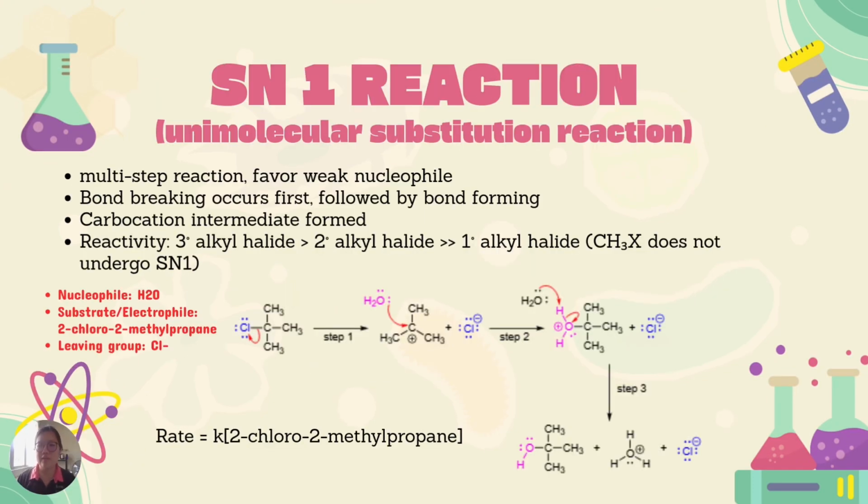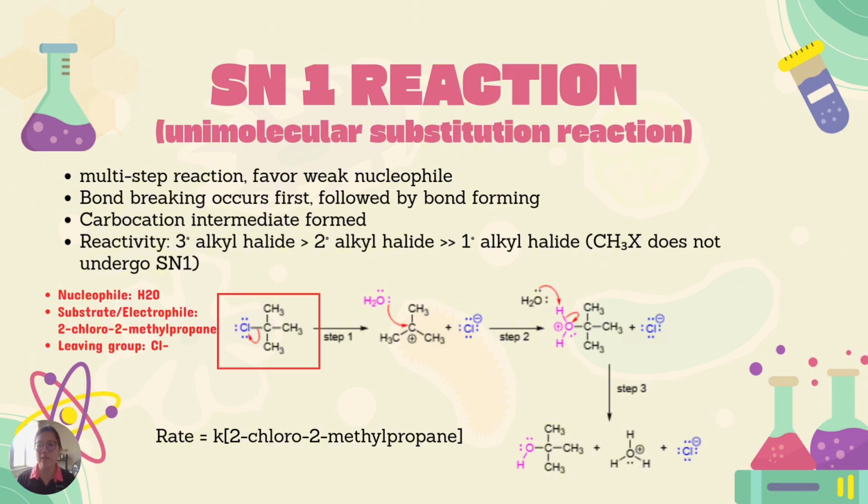SN1 is a unimolecular substitution reaction, meaning the reaction rate depends only on the substrate concentration. SN1 reactions are multi-step and favor weak nucleophiles like water. Bond breaking occurs first to form a carbocation intermediate, then bond forming occurs when a nucleophile attacks. For example, we use water as the nucleophile, 2-chloro-2-methylpropane as the substrate, and the leaving group is chloride.